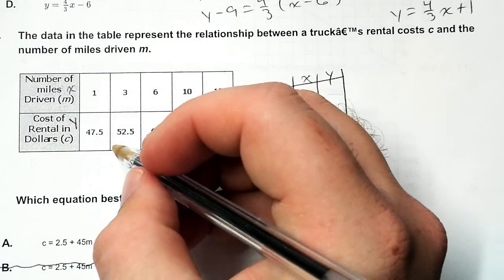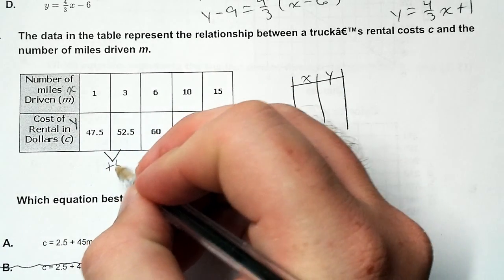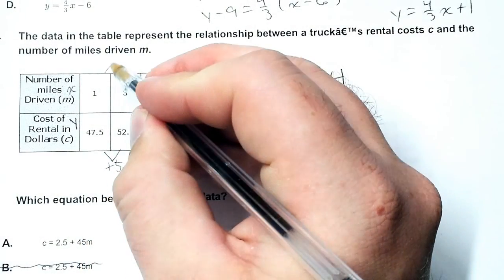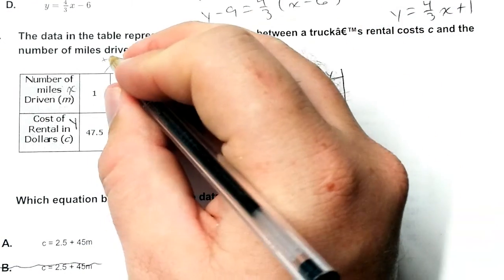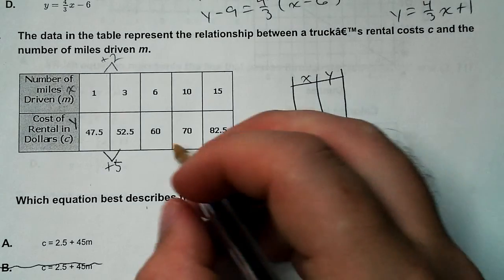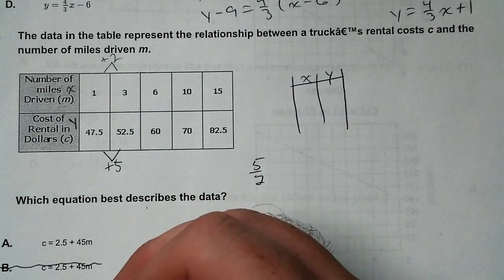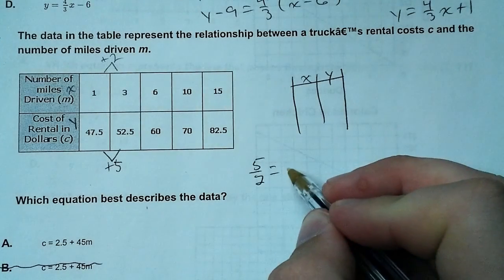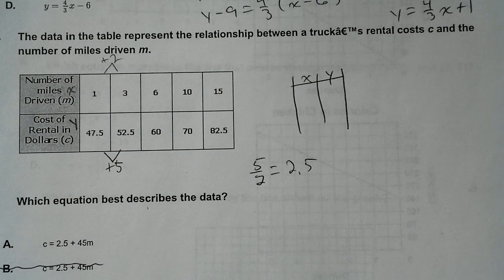Alright, first let's get our change in y's. This one from 47 to 52, it goes up 5. From here to here, this goes up 2. So our slope is just going to be 5 over 2. All of our slopes, though, are written as decimals. 5 divided by 2 is just 2.5. So we have my slope.